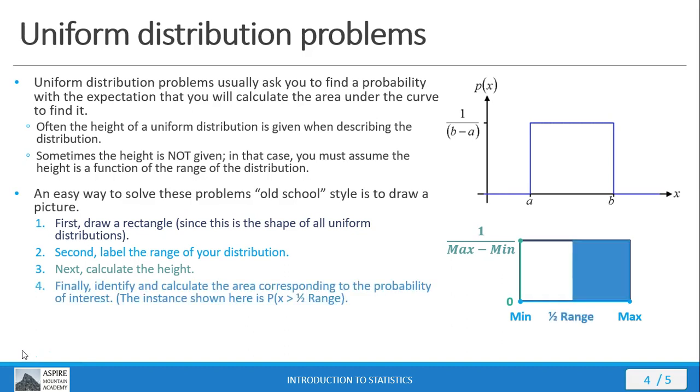And then you're going to identify the area underneath the rectangle that's shaded that corresponds with your probability. So in this instance here, we're showing that we're looking for the probability that's greater than half the range, so greater than halfway between the min and the max. This is just to show you for an example, but you're going to have to adjust this for whatever your problem actually tells you to look for. Then once you've got all your numbers, all you do is calculate the length and the width of your shaded rectangle, and that gives you the area under the curve, which is the same as your probability.